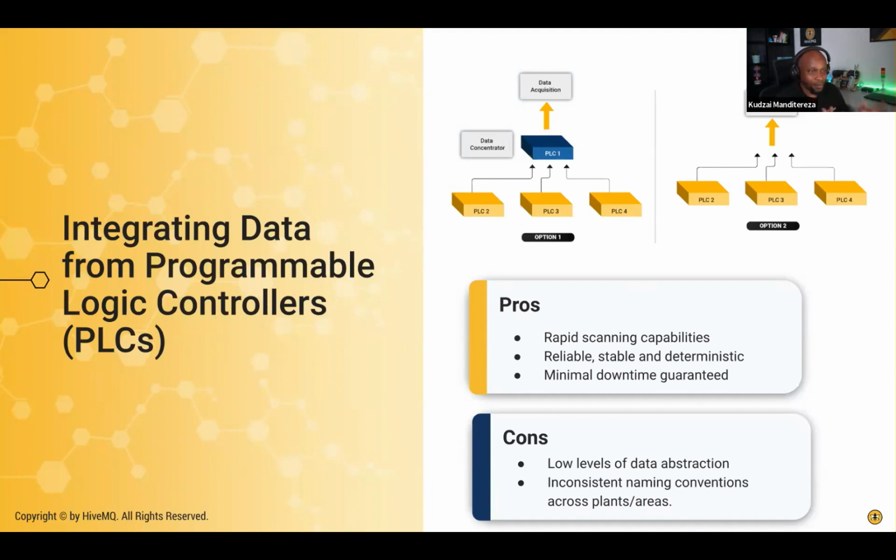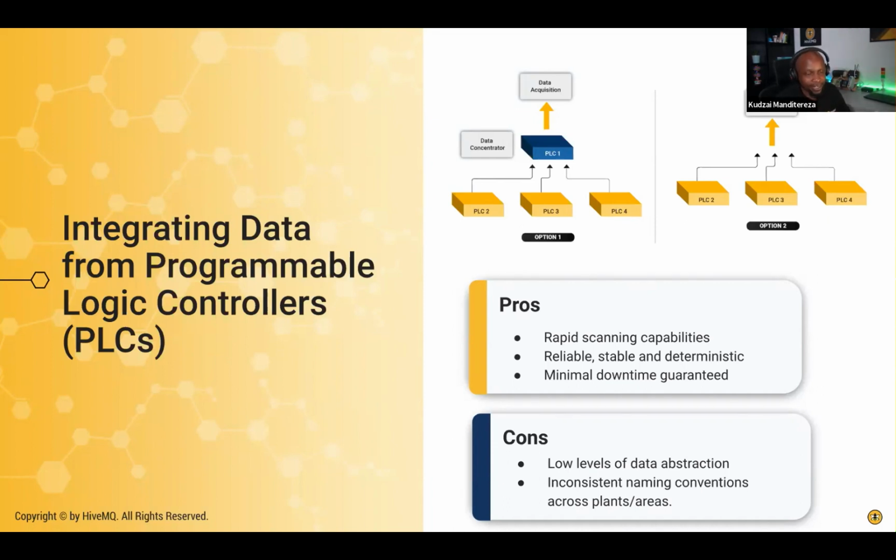The biggest advantage with PLCs is reliability. You all know that PLCs are always on. It's rare that you find a PLC that is down. So PLCs are reliable sources. They are stable, they're deterministic. All the data that is available there, you always get at any given point.